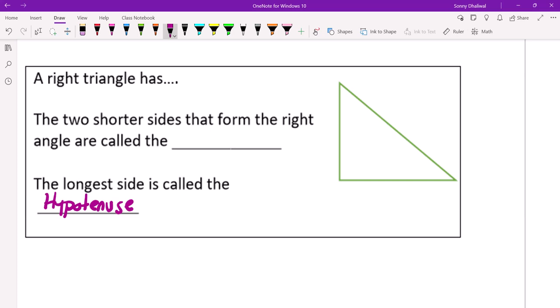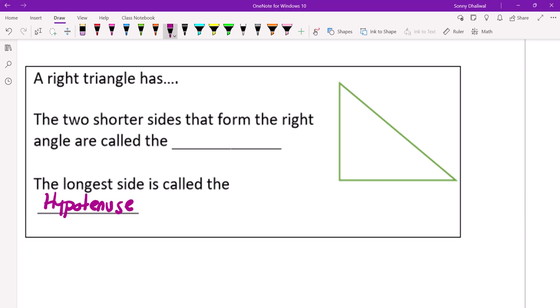Hypotenuse. Write it down, William. All right? So we have three sides of the triangle, right? The longest side is always the easiest to identify. And I'll show you how to identify it as soon as you write down the word hypotenuse.